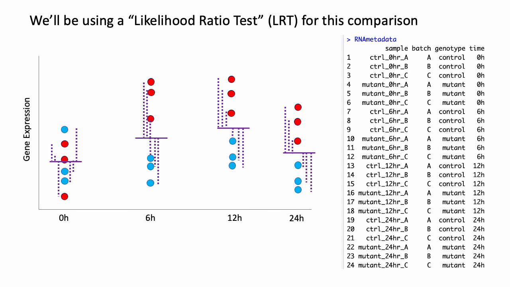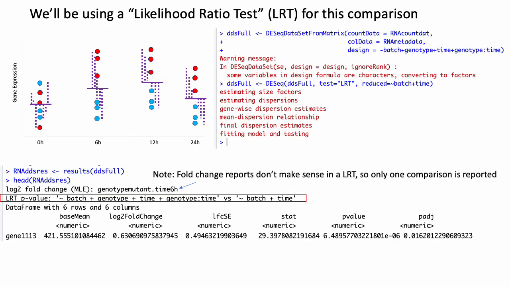For our example here, we can set up our metadata table exactly as we did before, with batch, genotype, and time information listed for each sample. From there, it's just a matter of picking our full and reduced models. We designate our full model in the design matrix as before, and then we change the test parameter to LRT when we run DESeq. We'll also need to include a reduced model. The elements that we leave out of the reduced model will be the ones that we are testing. In this case, I've left out the genotype and the interaction term.